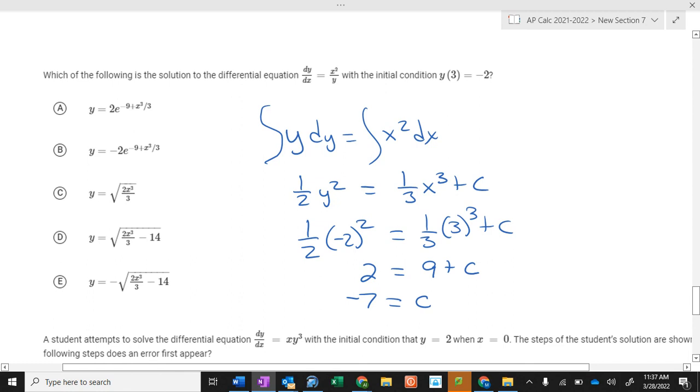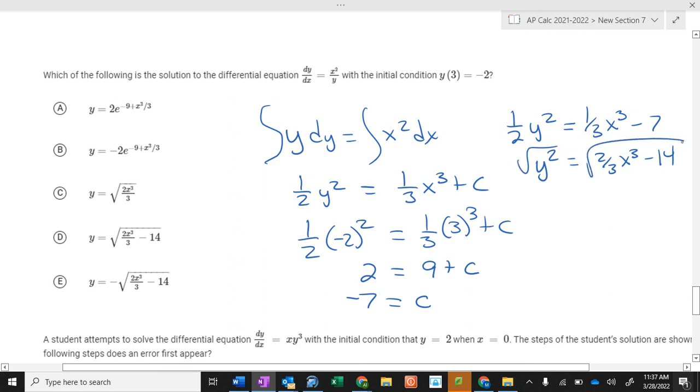Okay. So then we go 1/2 y squared equals 1/3 x cubed minus 7. So what do we do to each side? Multiply by 2. So y squared equals 2/3 x cubed minus 14. Then what do we do? Square root.